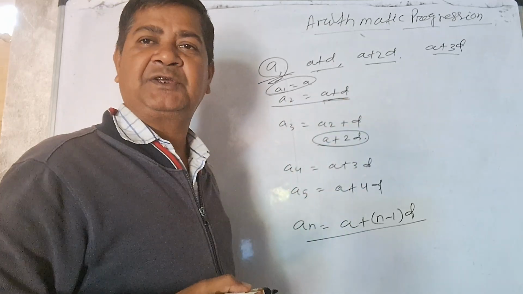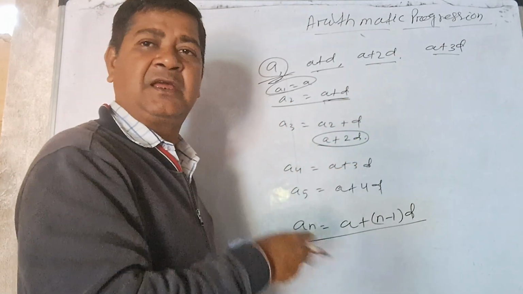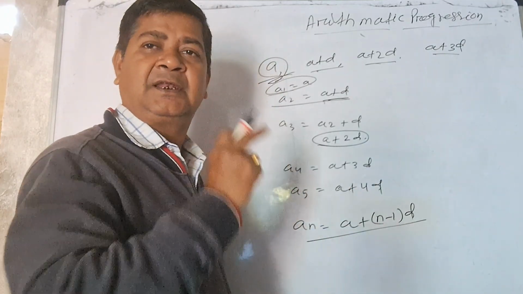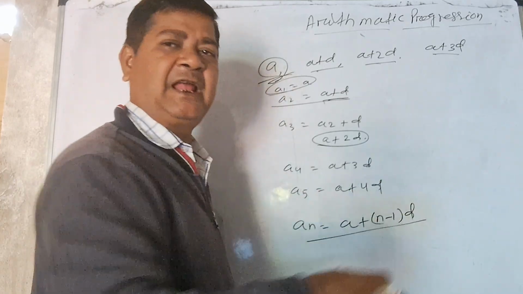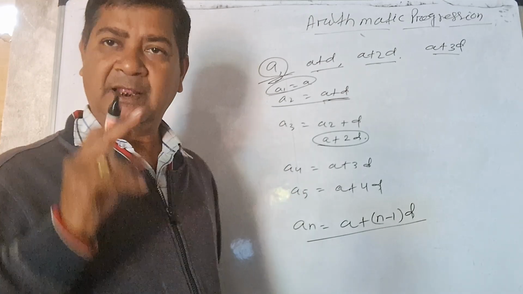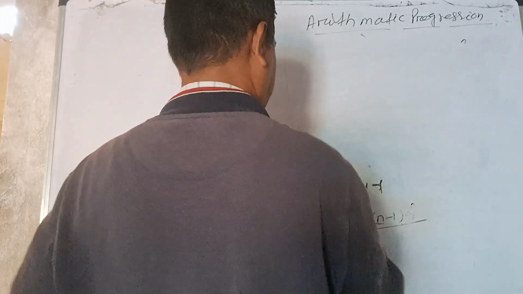a2 equals a plus d. Similarly, third term a plus 2d, fourth term a plus 3d, fifth term a plus 4d, nth term a plus n minus 1 into d. In this way, you will be able to find the nth term. Now, another thing.